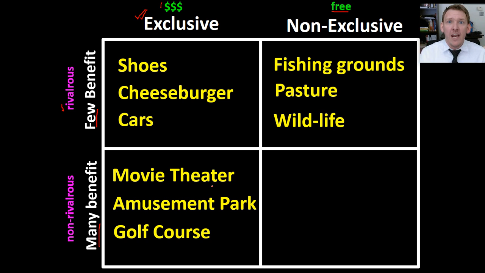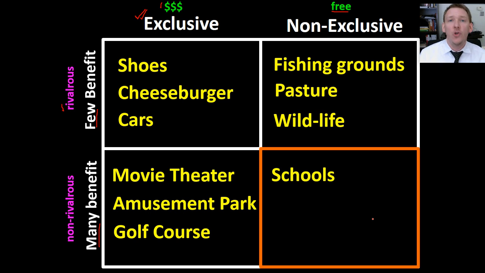A golf course. Many people can use a golf course at the same time. We don't use it all up, but it's exclusive. Now let's talk about public goods. They are going to meet in the non-exclusive column. They're going to meet in the non-rivalrous row, and together with those two characteristics, they describe what a public good is. Schools are a public good. Do they check this box? Yes. That box. They are free.